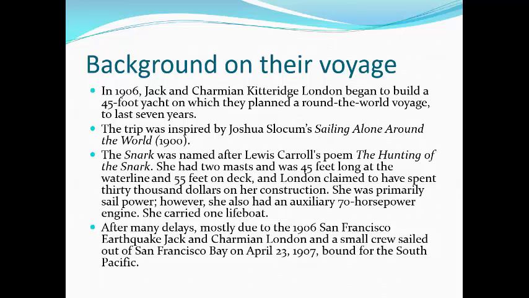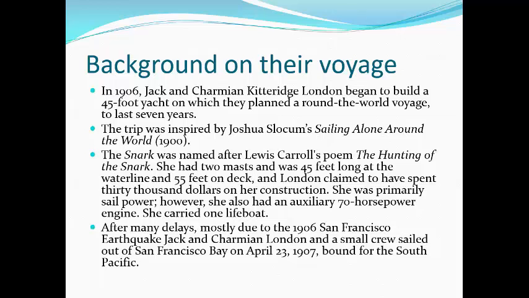The Snark was named after Lewis Carroll's poem, The Hunting of the Snark. The Snark had 2 masts and was 45 feet long at the waterline and 55 feet on deck. And London claimed to have spent $30,000 on her construction, which is a lot in today's terms. The ship was primarily sail power. However, she also had an extra engine that kept going out, and she had a lifeboat.